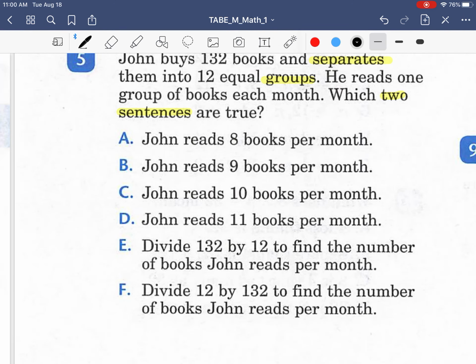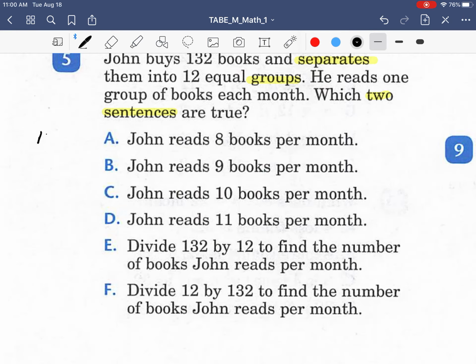We know that the answer, and let me just rewrite the problem for you. We did 132 divided by 12, and we got 11. So we know that this one is true. John reads 11 books per month. He is an avid reader. That's a lot. I read about 2 per month. And we know that we did this to find out that answer. So your answers on this one are D and E.